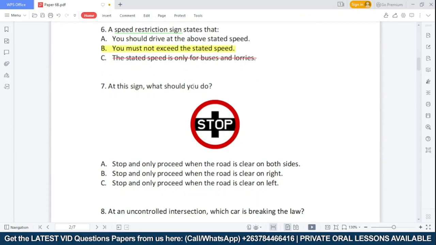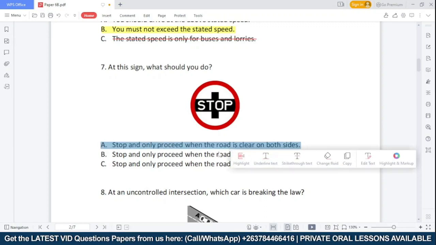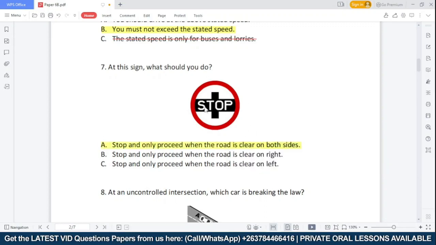Now number 7, at this sign what should you do? As you can see, this is a stop sign, right? A, B and C all have the word stop here, so that's a good sign. That's the thing that you are looking for. So let's look at it. A says stop and only proceed when the road is clear on both sides. B, stop and only proceed when the road is clear on the right. C, stop and proceed when the road is clear on the left. So here at a stop sign, you stop and proceed when the road is clear on both sides, giving the right of way to traffic on both sides.